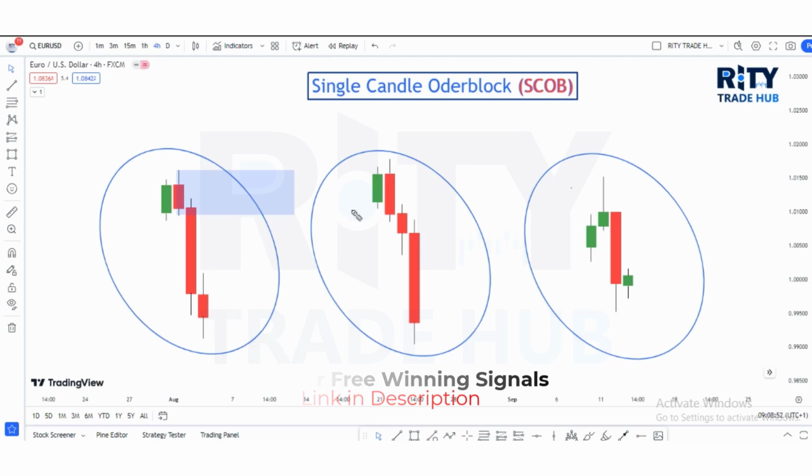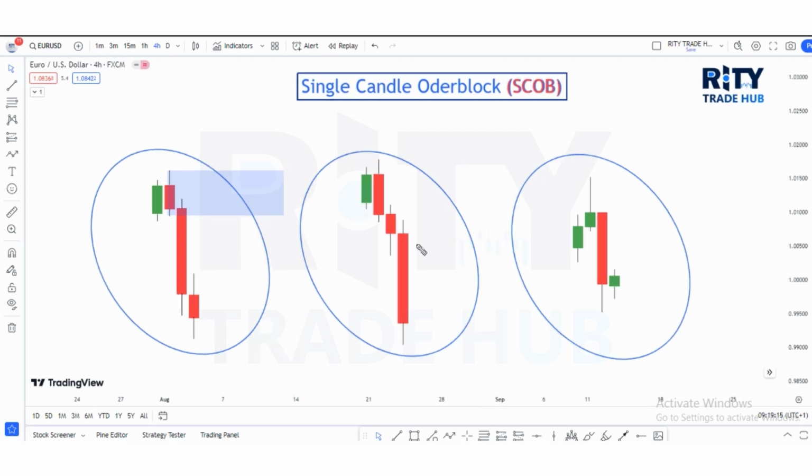So guys, moving on to the next example right here. In this next example, you can see that we can clearly identify a valid SCOB. So let's quickly proceed to analyze this single candle order block. Right here, we can clearly see that it took out the high of the previous candle. The next is to identify a clear imbalance. As we can see, this candle does not have a clear imbalance, but the third candle has mitigated this zone. So moving on, what are we going to do?